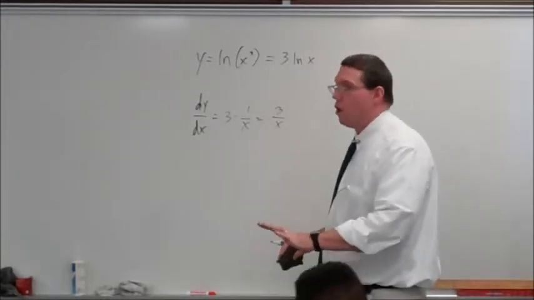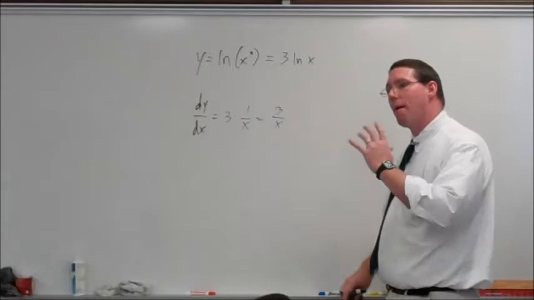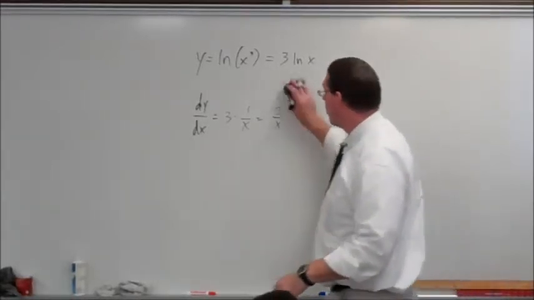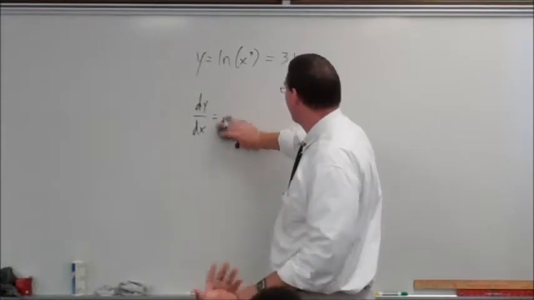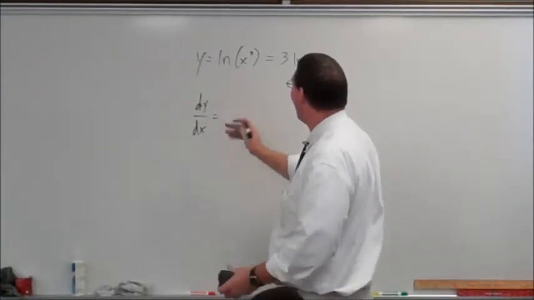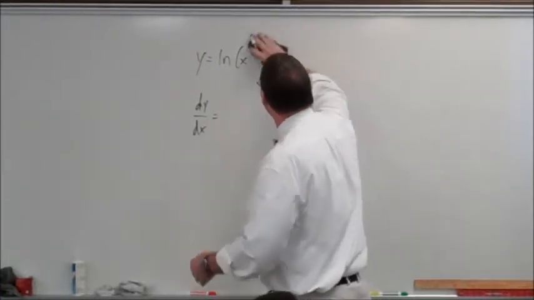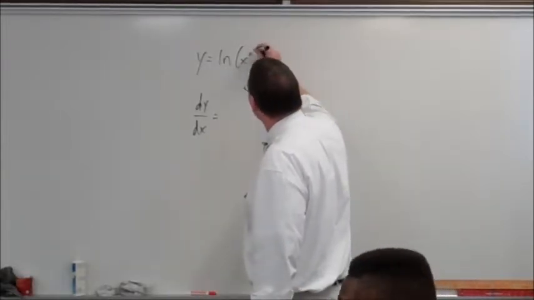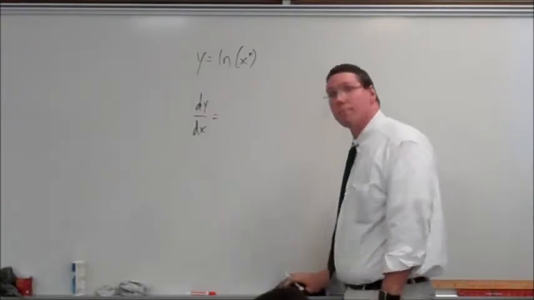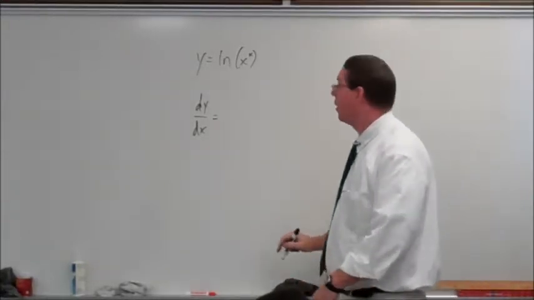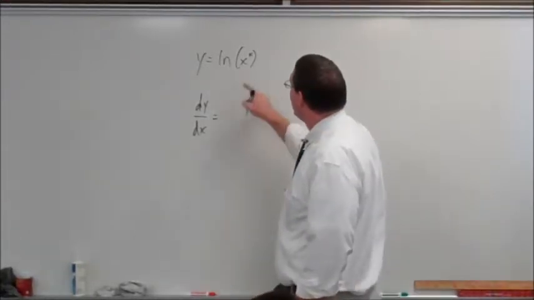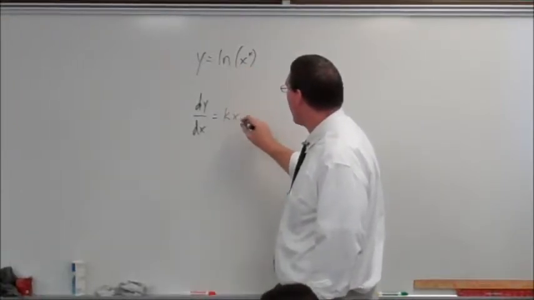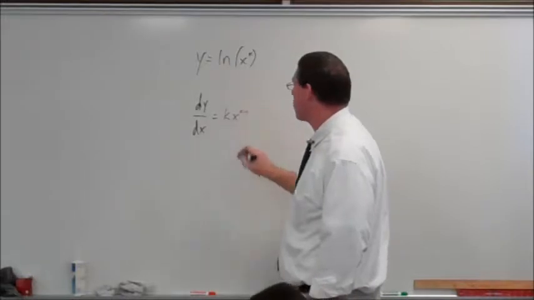Now, honestly, I think it's possible for a person to get tripped up if they're not careful. But here, watch this. Let's say that we have natural log of x to the k power. Well, we're going to do the derivative of the inside, which is k times x to the power of k minus 1.